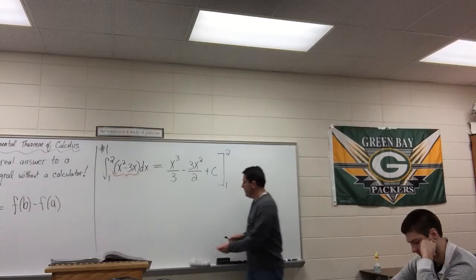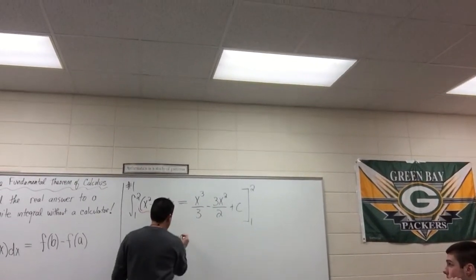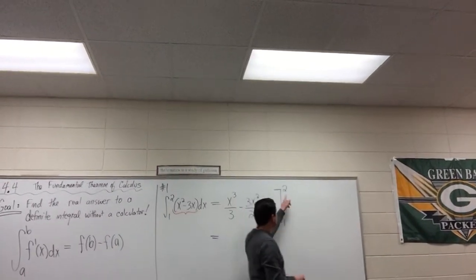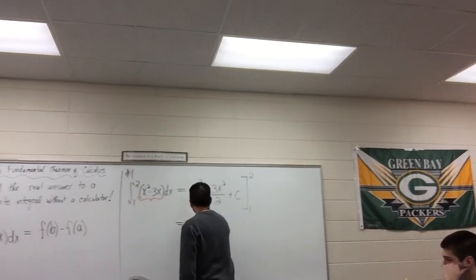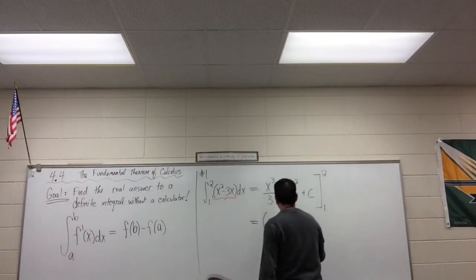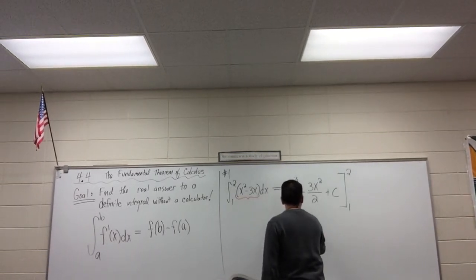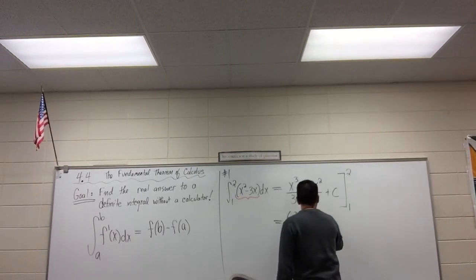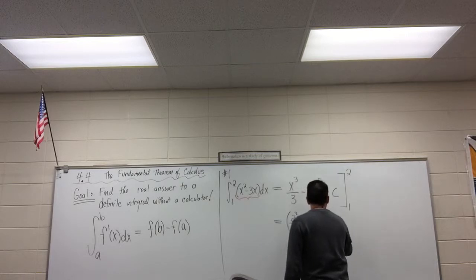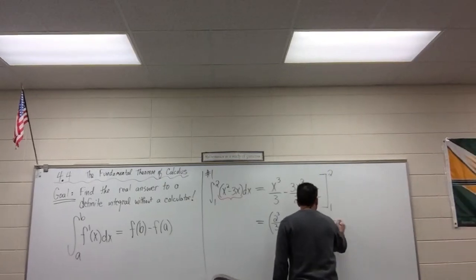Okay, so what this looks like is we're going to take 2 and plug this in first. I'm going to put it in parentheses so that we don't get all messy: 2 cubed over 3 minus 3 times 2 squared over 2 plus c.